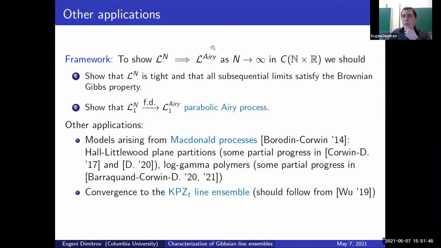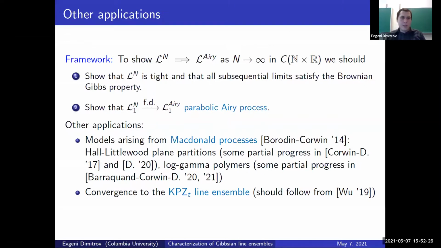So the framework, at least what I tried to explain, can be used to understand scaling limits of avoiding random walkers. Now, there are various other applications of the framework, and the ones that I'm interested in personally come from applications to models that originate from the McDonald processes that were introduced by Borodin and Corwin. Specifically, there is some partial work that I've been involved in for applying this framework to models of whole-little plane partitions and for the log gamma polymer. But it's not complete. We're after this sort of uniform convergence to the ensemble, but we have partial results in that direction.